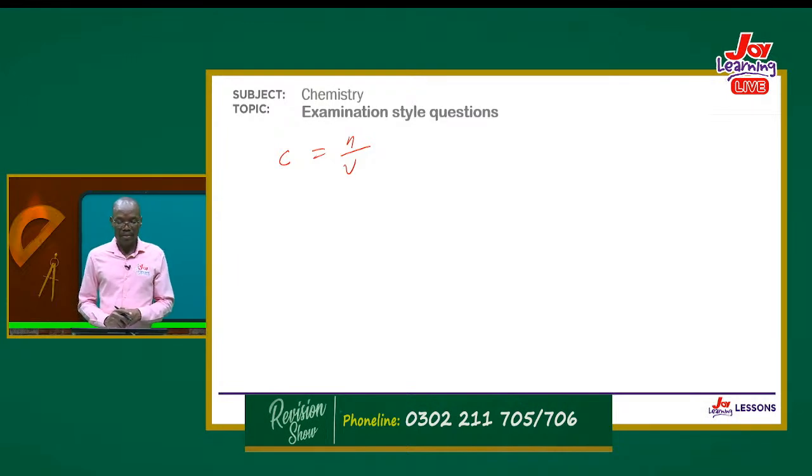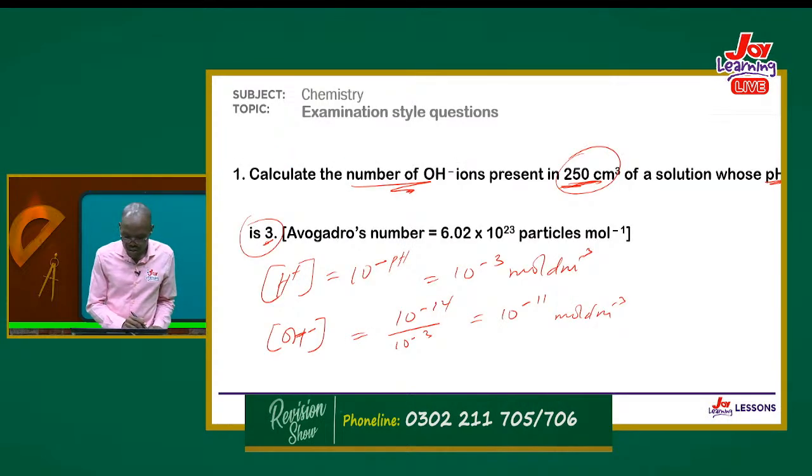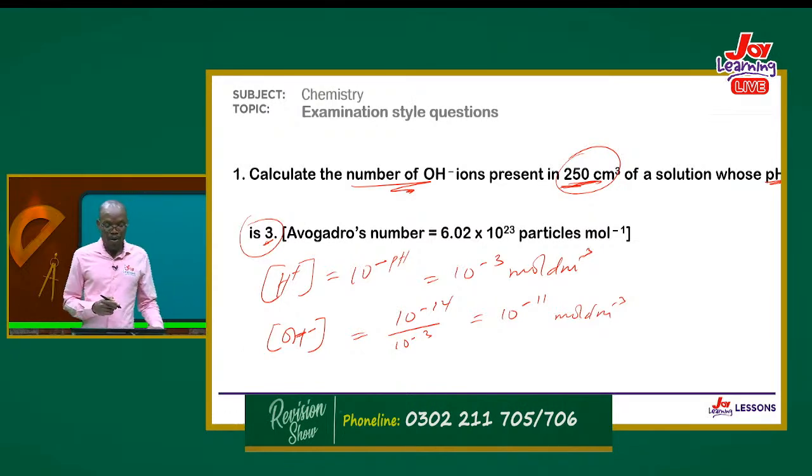The concentration of OH is 10 power negative 14 divided by 10 power negative... Oh, Hannah, it seems you joined us late. Because from the beginning, we established this before. We are now applying it in questions.